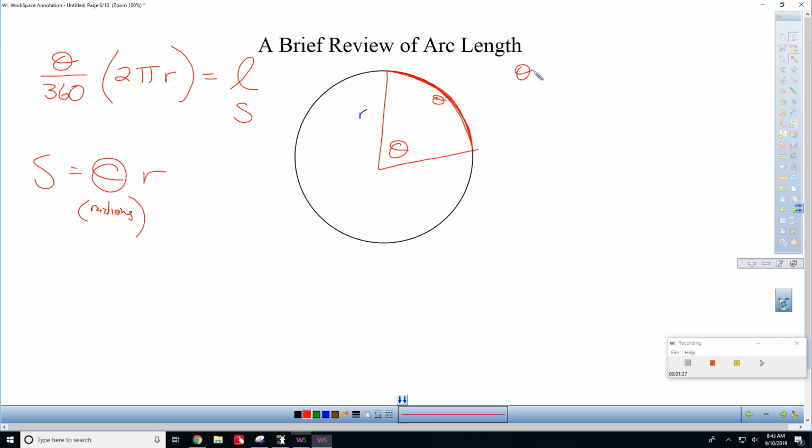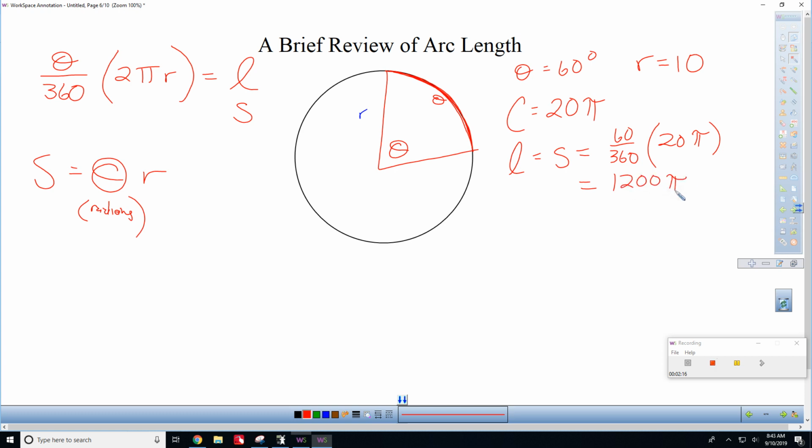Let's say that theta is 60 and r is 10. So the circumference of this circle would be 2 times pi times r, so 20 pi. Okay, so the arc length, which from here on out we are going to call S, is, in degrees, 60 over 360 times 20 pi, which is 60 times 20 is 1200 pi divided by 360. Well, 120 pi over 36, which is, let's just divide everything by 12, so that's 10 pi over 3.